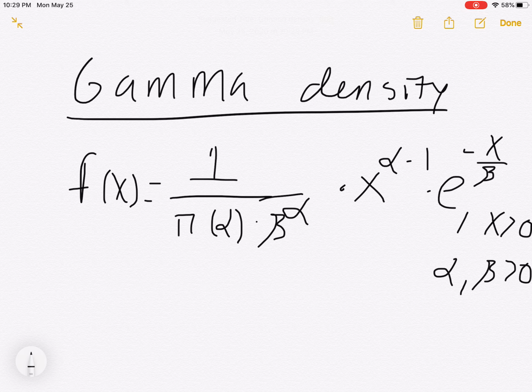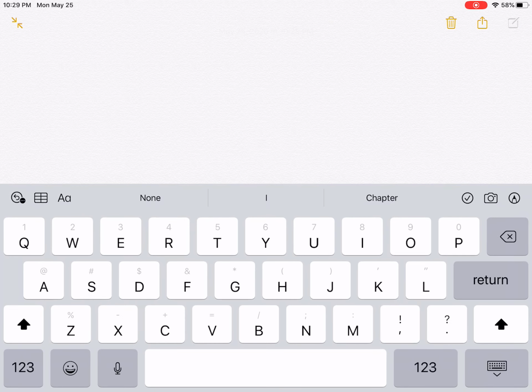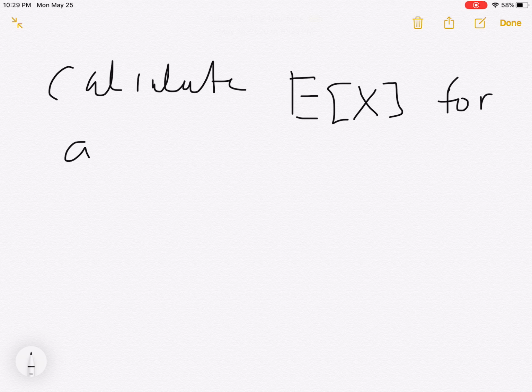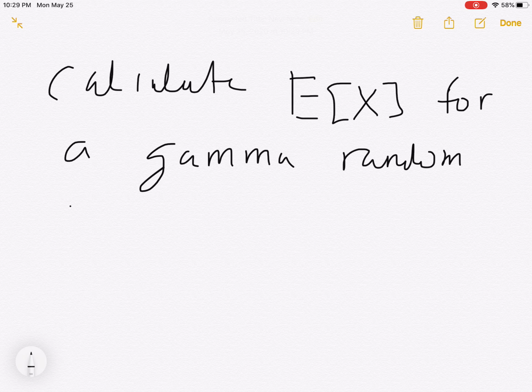Now, here's a couple of facts that I'd like to prove, and I'd like to calculate E of X for a gamma random variable. Okay, and we're going to start by using the definition of E of X.